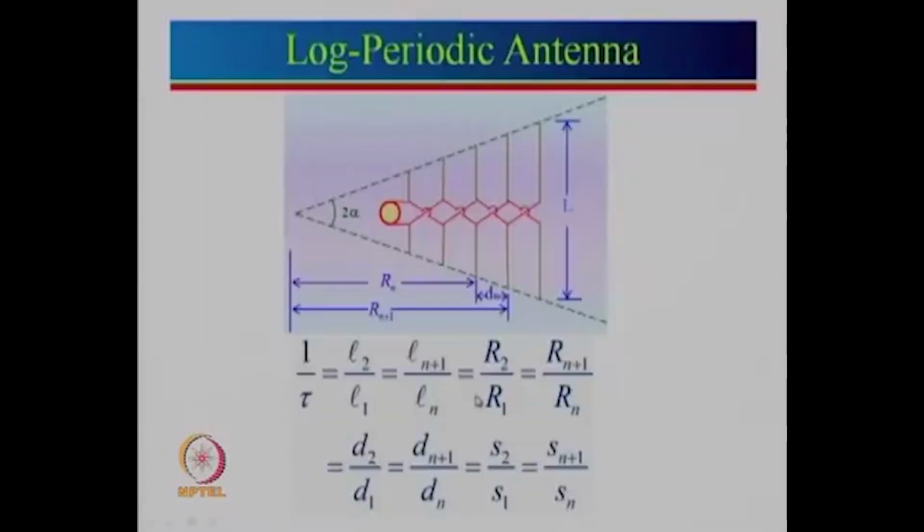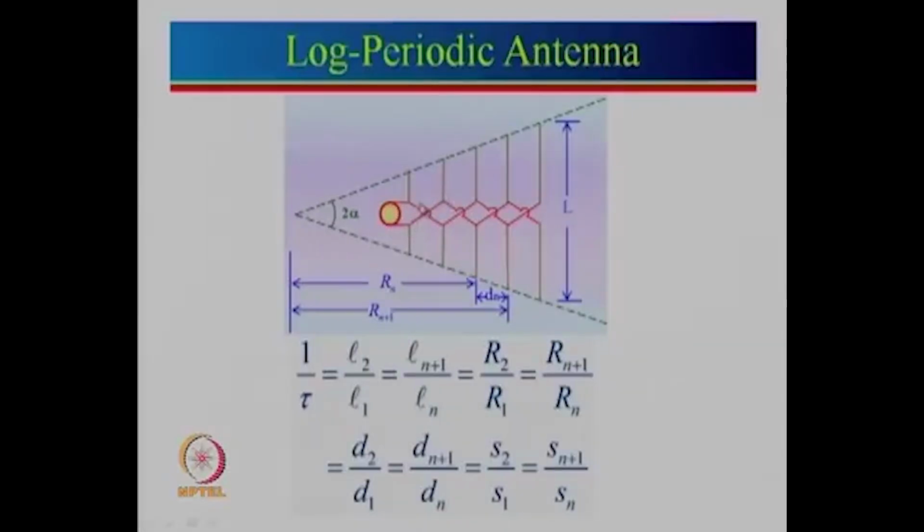Then the next topic which we will cover is the log periodic antenna. Let me first tell you the difference between a log periodic antenna and a Yagi-Uda antenna. In a log periodic antenna, we have multiple dipole antennas. Each of these dipole antennas is fed. How are they fed? Let us see, this is the feed point. You can see that it is connected over here.